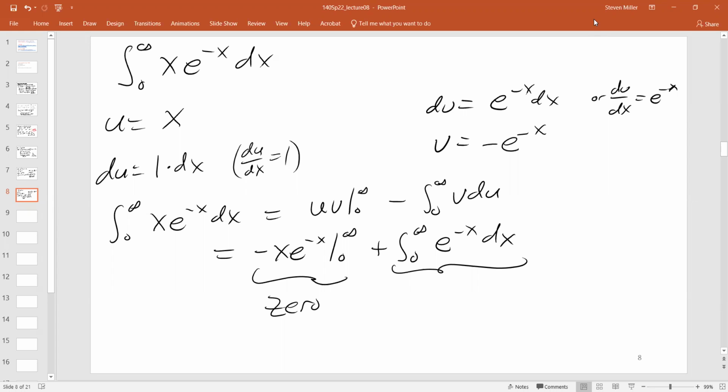Well, let's think, could it be 0? What can you tell me about the values of e to the negative x? What kind of numbers are they? Positive, negative, 0, complex, real? What can you say about the values of e to the negative x?